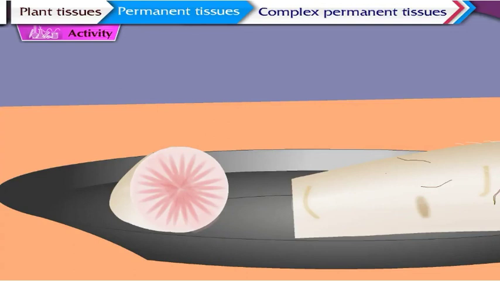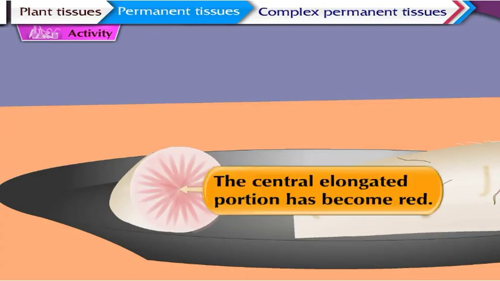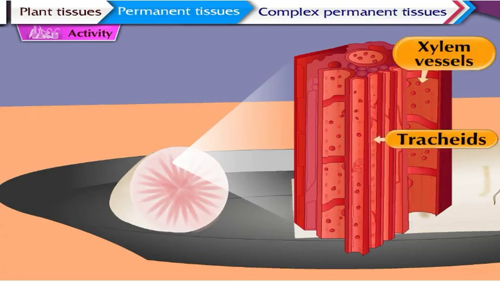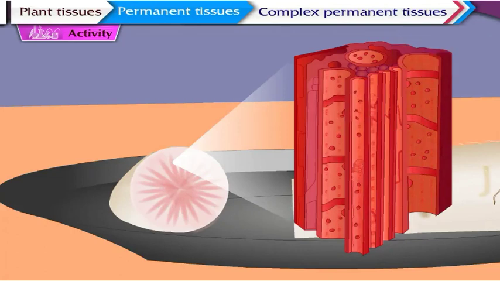We can see that the central elongated portion has become red. From the types of cells that we have studied earlier, we know that the red-colored tissues are xylem. It is due to the tracheids and xylem vessels, water and particles of red color in it flow in the radish in the upward direction and change the color of the white portion of the radish. So far, we have studied about tissues and the types of tissues. Now, let us understand about biotechnology and tissue culture.